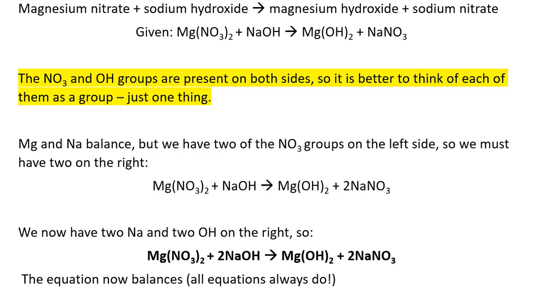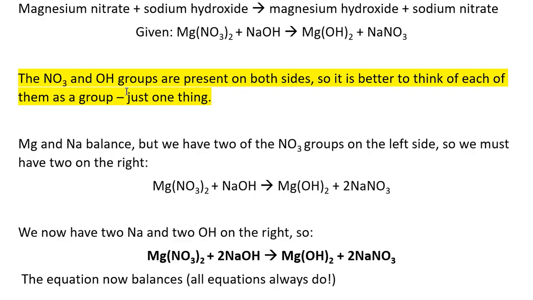Another, a little bit more complicated. I've got groups of atoms here. Magnesium nitrate, that's Mg(NO3)2, plus sodium hydroxide, that's NaOH, gives magnesium hydroxide, that's Mg(OH)2, plus sodium nitrate, NaNO3.